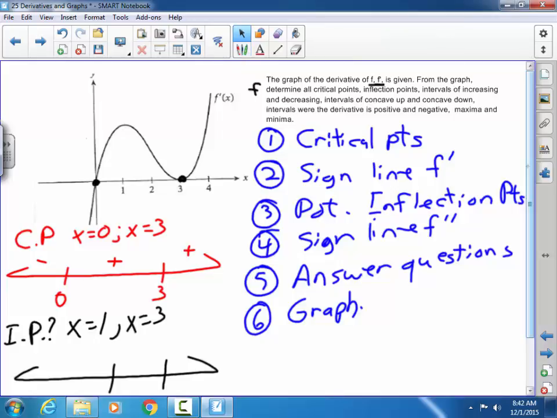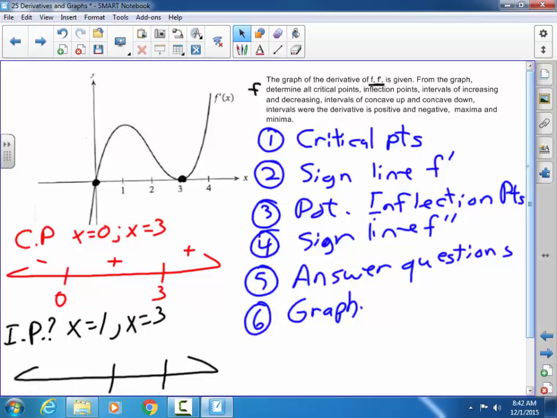So just looking at the graph, let's talk back through it. The critical points are where f prime is 0. By looking at the graph, we can know that f prime is 0 wherever it crosses the x-axis or touches the x-axis. That's at 0 and 3. So that was our first thing that we did, we found that where x is 0 and x is 3, that's where we have critical points.